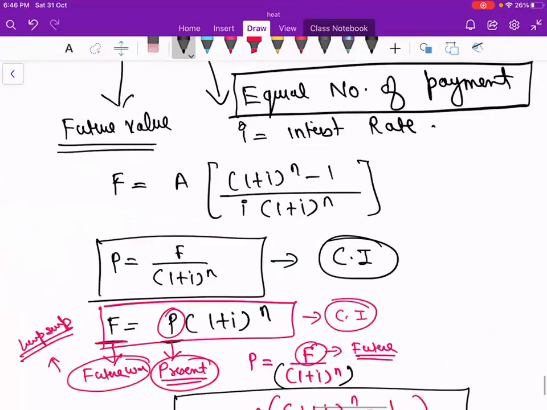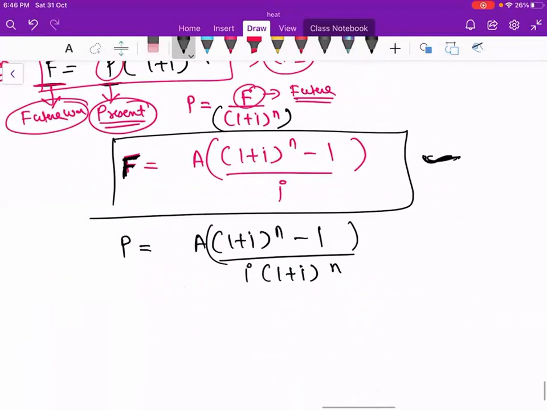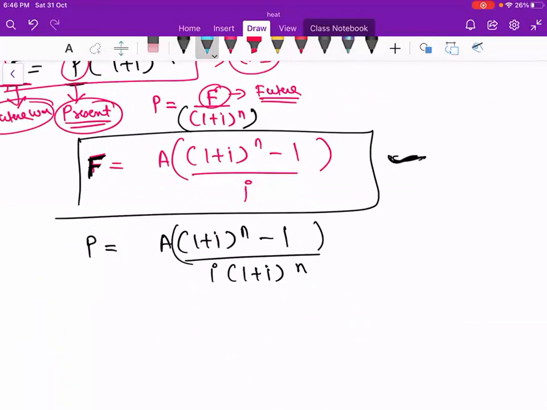Here I have written F. It is not F, it is P. Here it is P. That's why so many are confused. Okay, sorry for that.